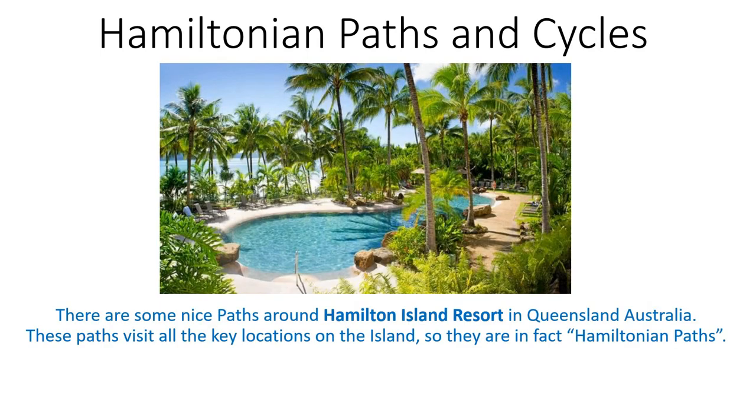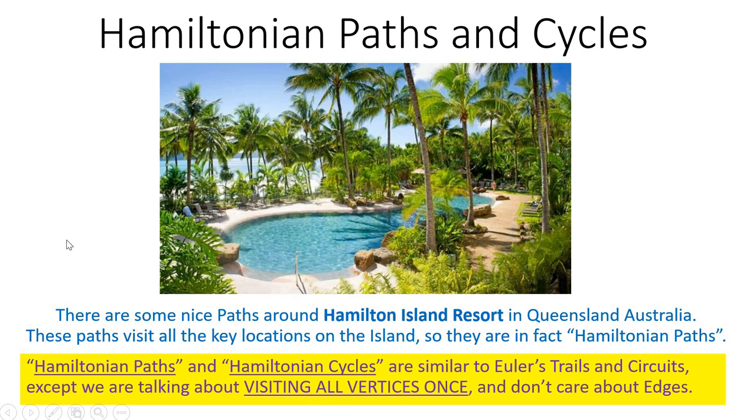So Hamiltonian Paths and Cycles. There are some nice paths around Hamilton Island. That's what it looks like up at the Great Barrier Reef. It is such a nice place and a part of Australia, but they do get bad storms up there for part of the year, so that's the only drawback. Now the paths, like this lovely path going around here, they visit all the key locations on the island, so it is in fact a Hamiltonian path.